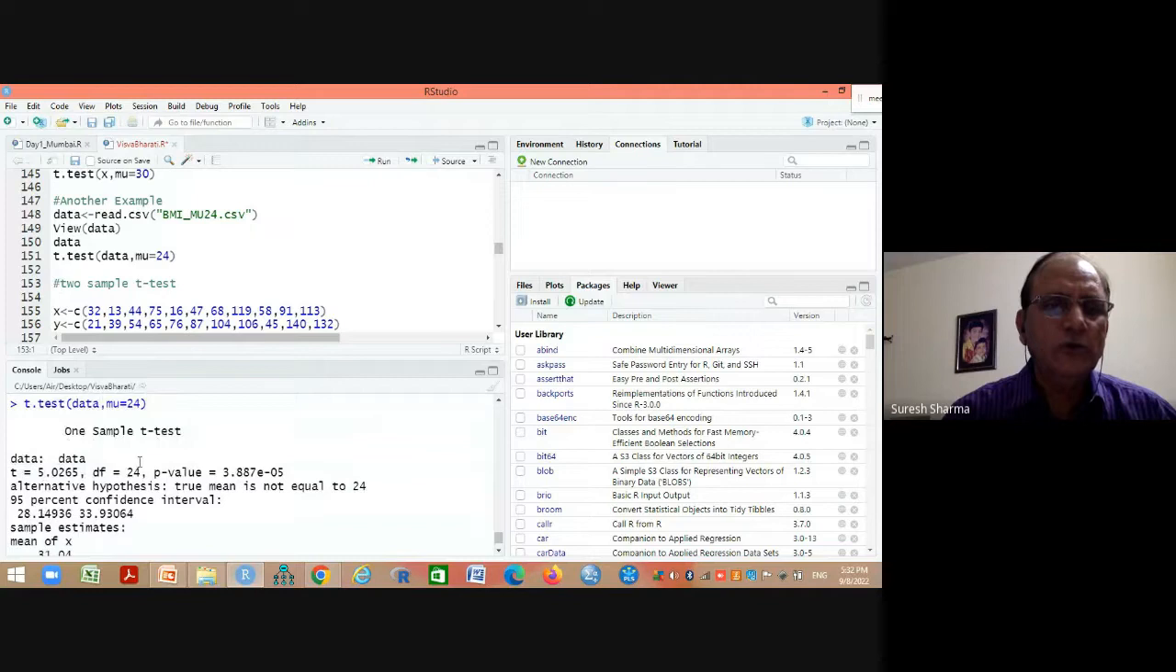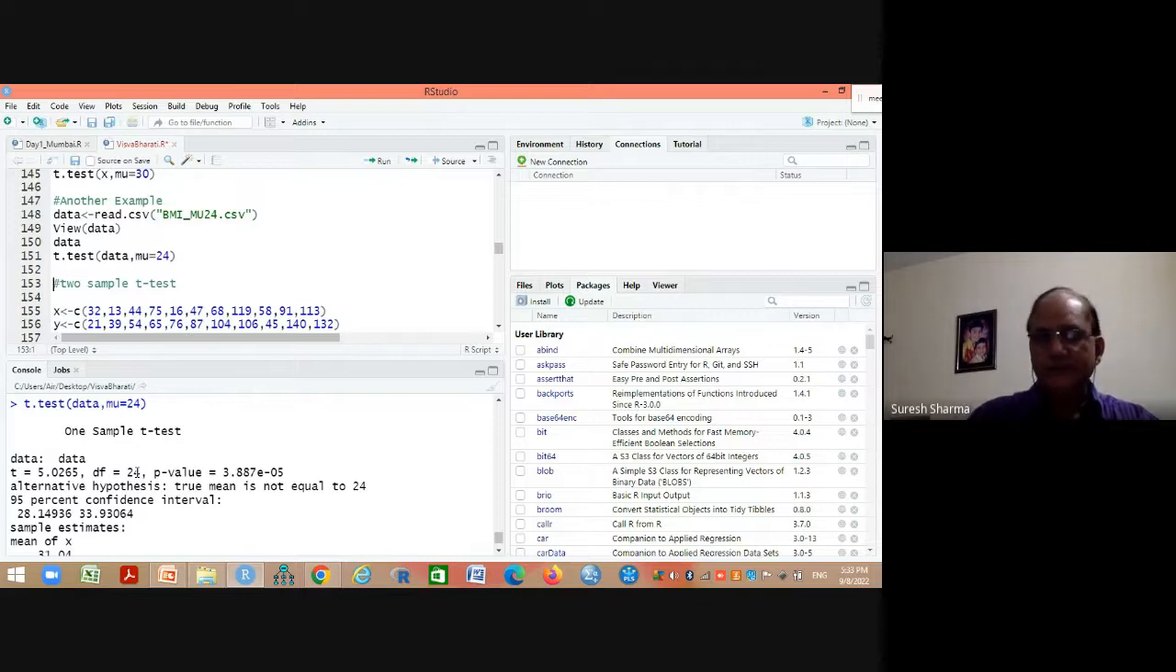This is the t-value. Degree of freedom is, there are 25 observations, so degree of freedom is 24. This is the p-value: 3.887 into 10 raised to power minus 5. So obviously it's 0.00003. It's very highly significant. That means definitely H naught, which is mu is equal to 24, is rejected. That means these people do not have a normal BMI level.